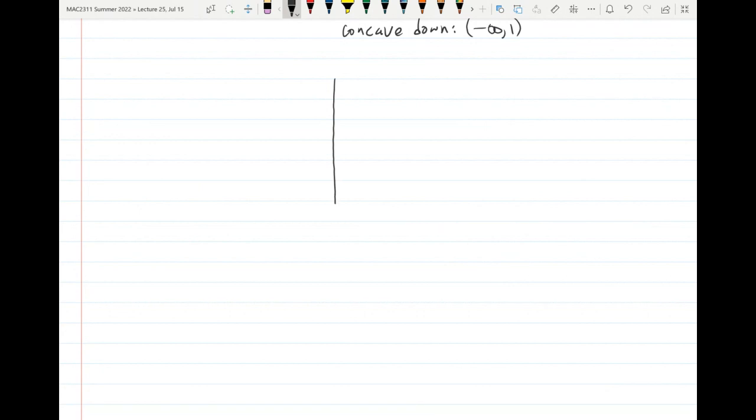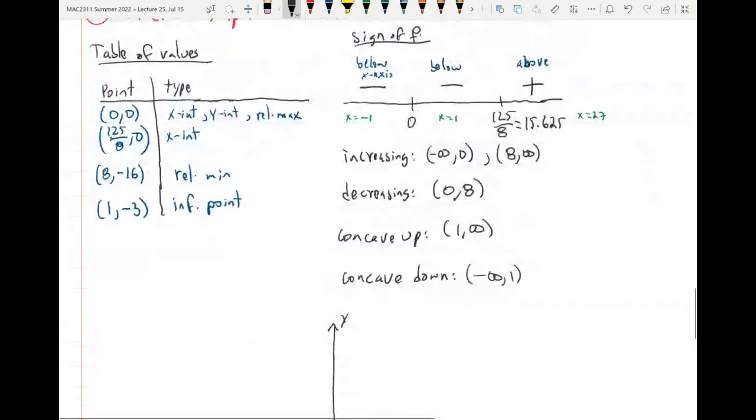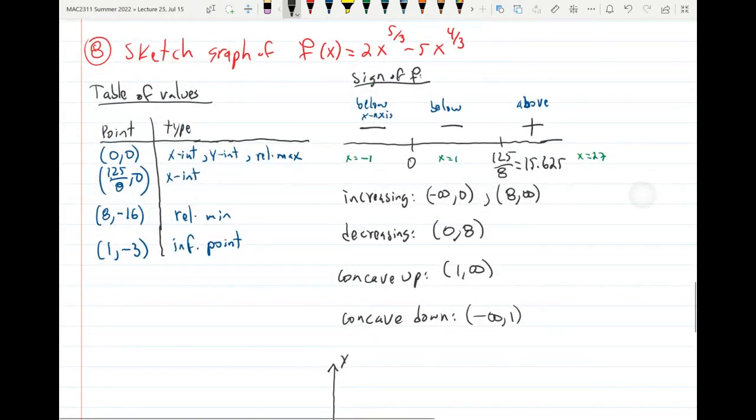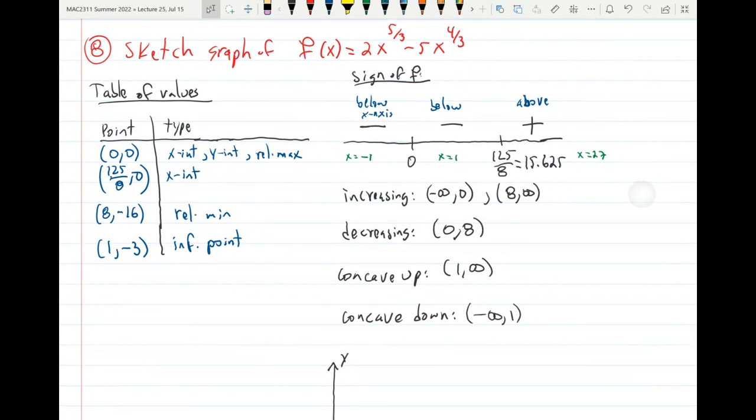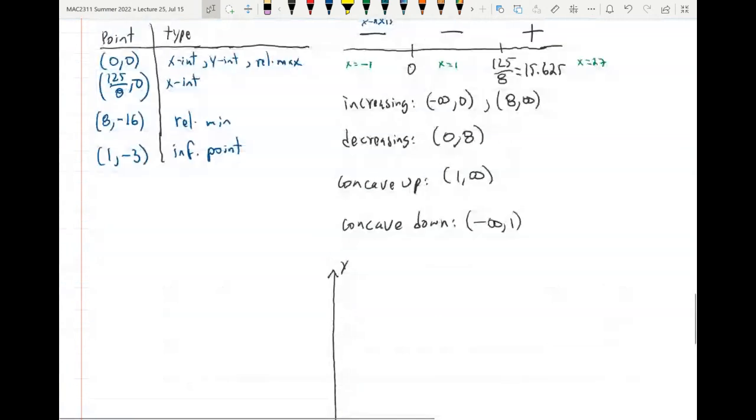Okay, so now here I'm gonna do a big graph so we have space for everything, and also try to have a reasonable scale if possible. And my scale is not gonna be, I mean, we'll see, because remember this 125 over 8, that was 15.625, so we have to go all the way to 15 and so on. So anyways, let's plot our points.